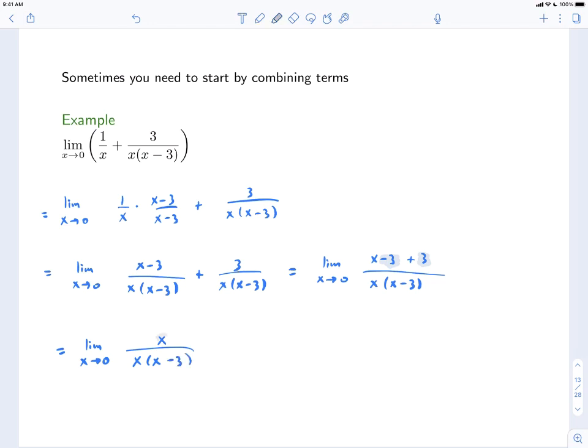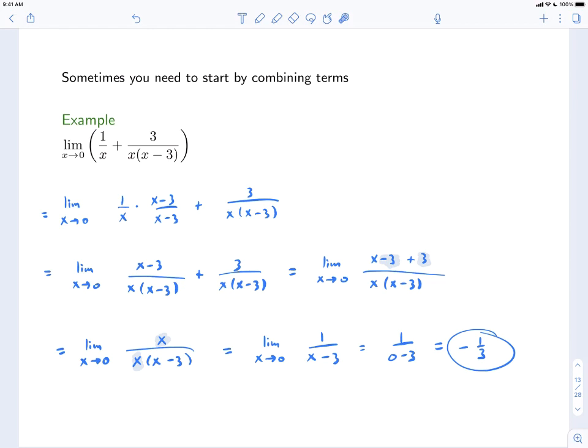Now we have an x in the numerator and an x in the denominator, and those will cancel. So you have the limit as x goes to 0 of 1 over x minus 3, which is 1 over 0 minus 3, which is a negative 1/3.